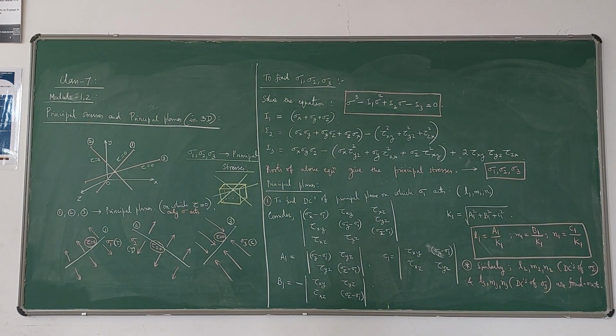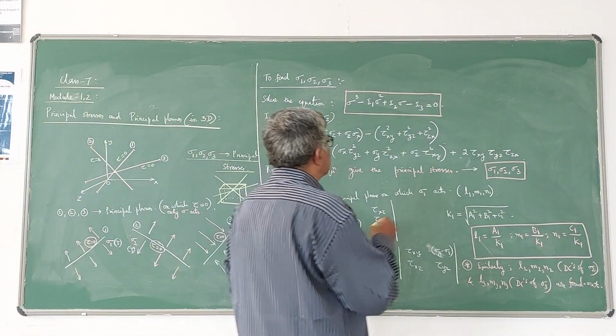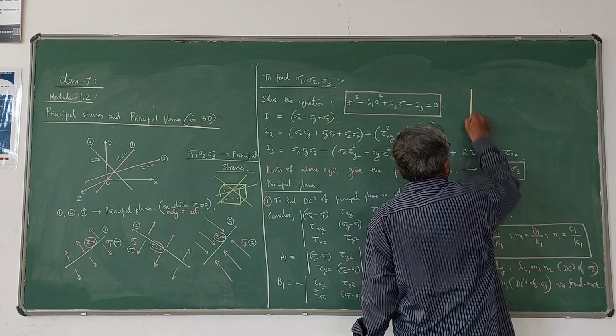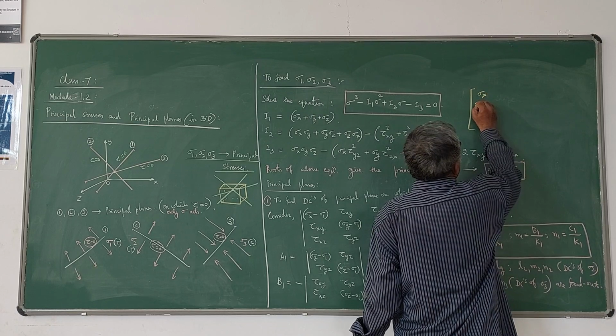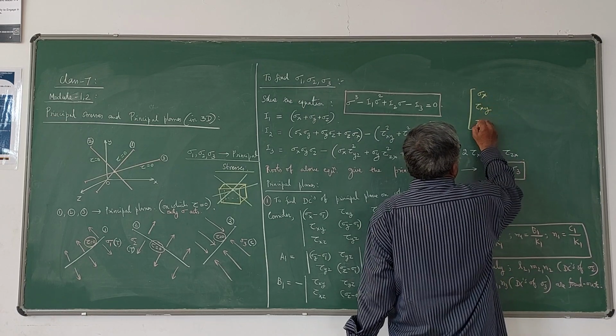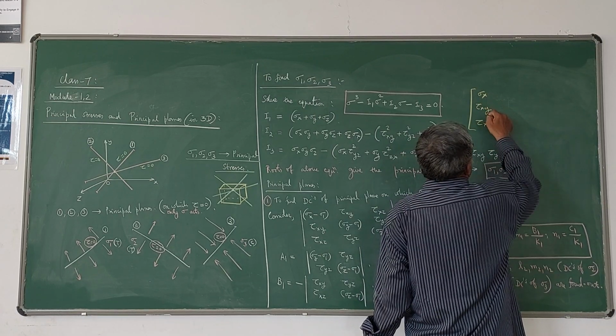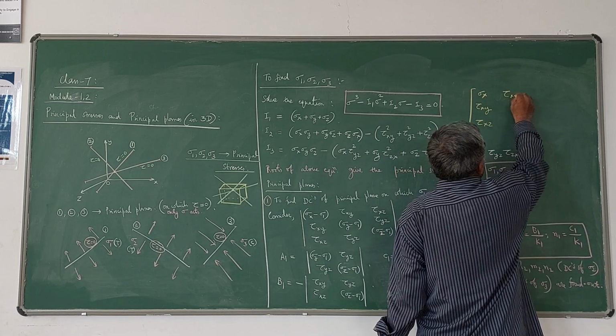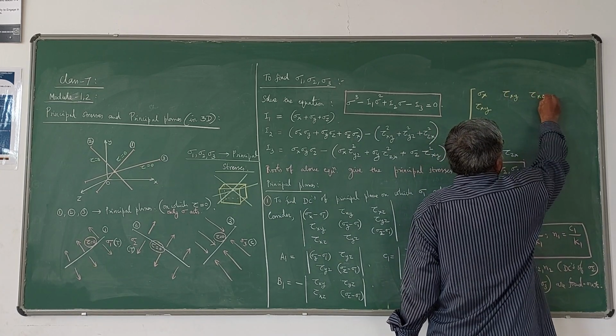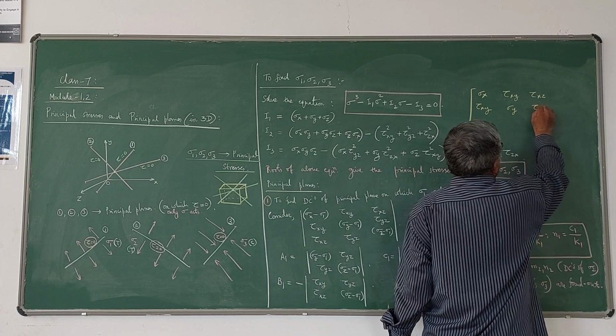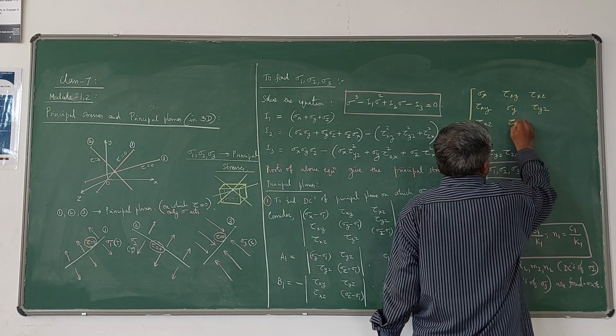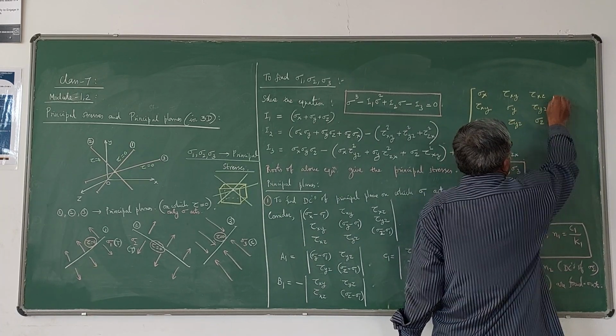Now they will give you the stress tensor. Once they give the stress tensor, you will be knowing all these values. Correct? Sigma x, tau xy, tau xz. This is also tau xy, tau xz. This will be sigma y. This will be tau yz. This will be tau yz. This is sigma z. Symmetric.